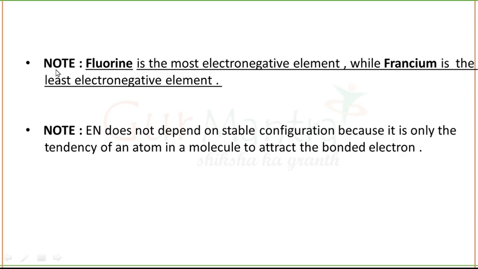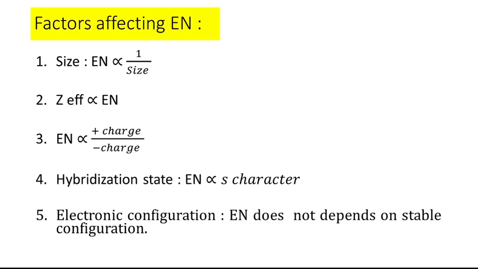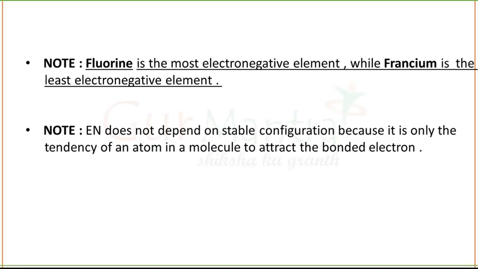Next point is note, fluorine is the most electronegative element while francium is the least electronegative element. This point is very important because it has been asked a number of times in various competitive exams. That is, which element is the most electronegative element in the complete periodic table? So the answer is fluorine is the most electronegative element while francium is the least electronegative element. Fluorine is a halogen while francium is a radioactive element.